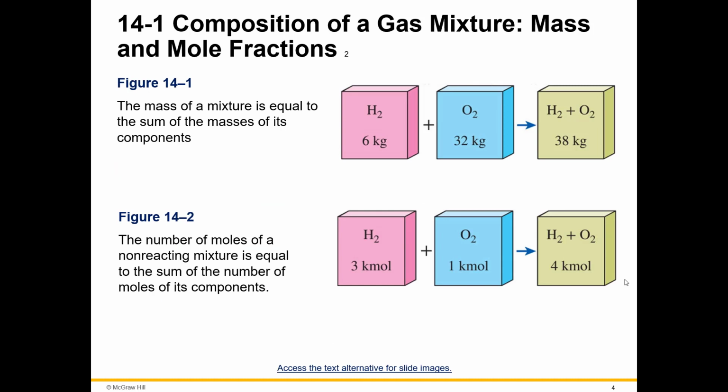The mass of a mixture is equal to the sum of the masses of its components. So you can add them up. So H2, 6 kilograms, O2, 32 kilograms, you just add them together. H2 plus O2 is 38 kilograms. So very straightforward. And so that's for the mass.